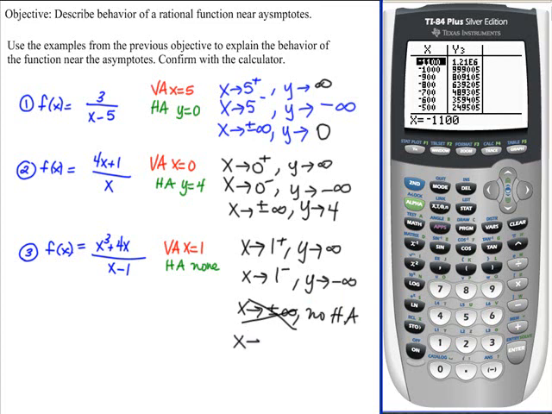Okay, because as x is going to plus or minus infinity, I guess I should say y is going to infinity. So there's no horizontal asymptote.